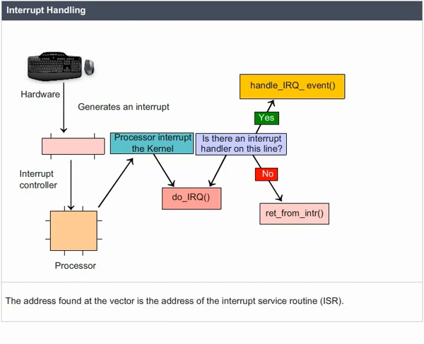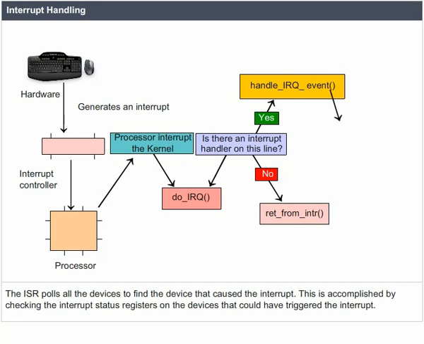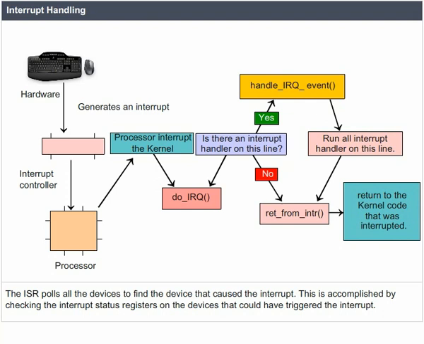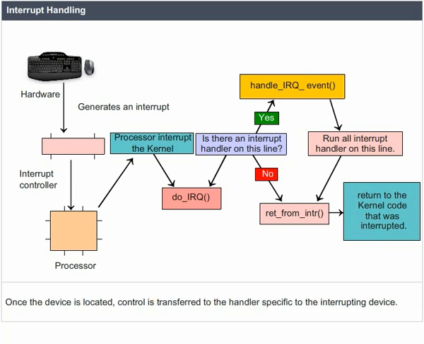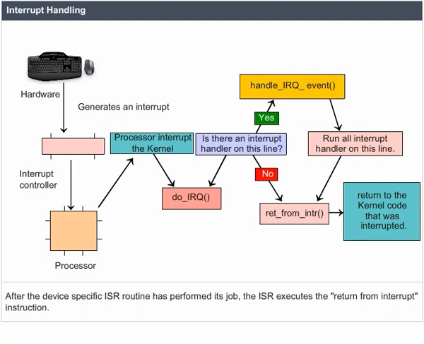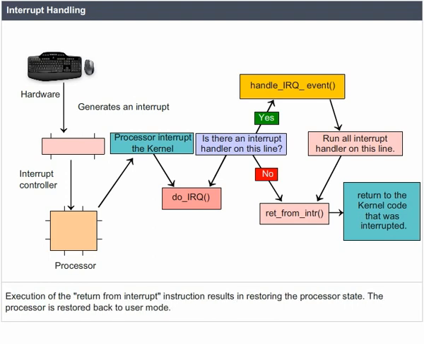The ISR polls all the devices to find the device that caused the interrupt. This is accomplished by checking the interrupt status registers on the devices that could have triggered the interrupt. Once a device is located, control is transferred to the handler specific to the interrupting device. After the device-specific ISR routine has performed its job, the ISR executes the return from interrupt instruction. Execution of the return from interrupt instruction results in restoring the processor state. The processor is restored back to user mode.